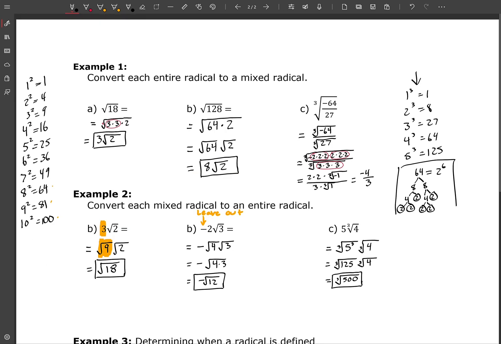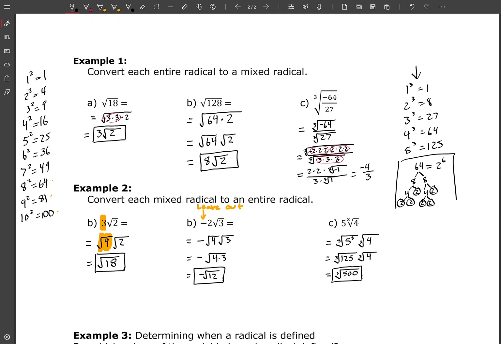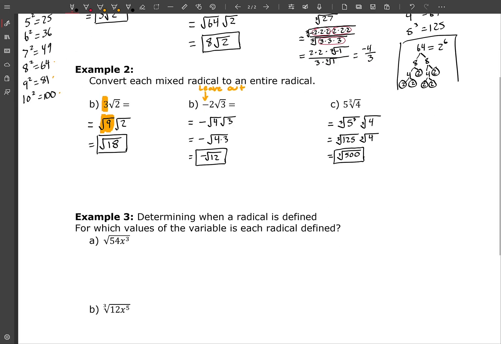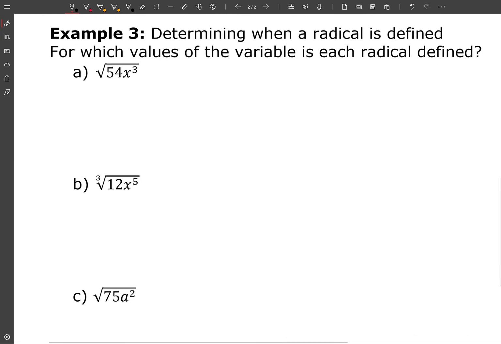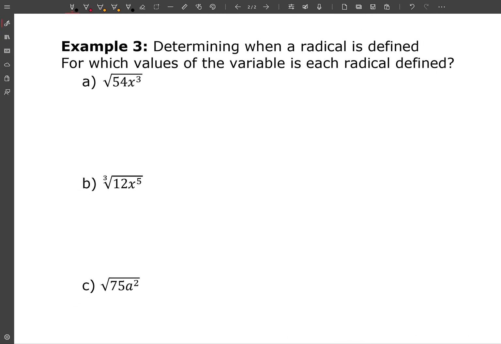So now we've converted between radicals and mixed radicals. We've converted mixed radicals to entire radicals. So let's take a look at when variables are thrown into the equation. Well, it's an expression, not an equation.